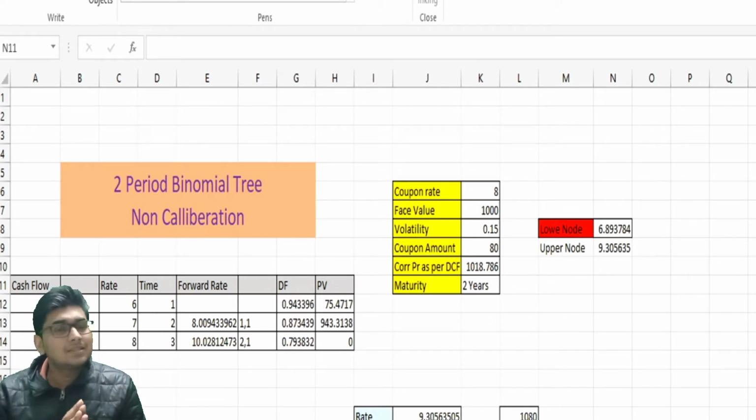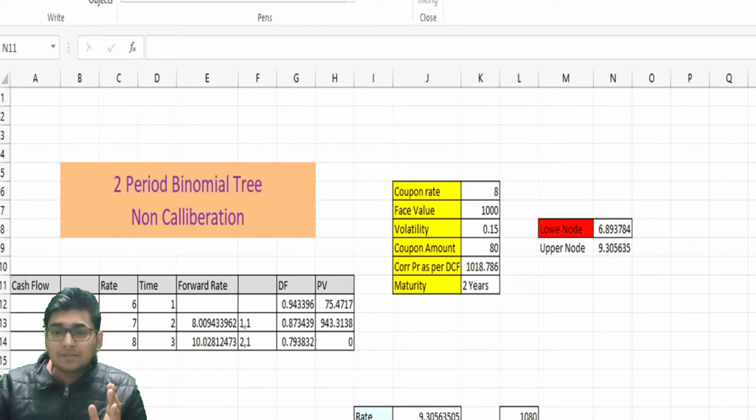So the agenda is completely clear: I need to ensure a good, strong foundation and good conceptual understanding, where you can relate the practical concepts with the knowledge which is there in your books. Let us start and move back to our Excel concepts. Clear? So now here you can see that I have a two period binomial tree which is non-calibrated, and I have explained to you earlier the meaning of calibrated and non-calibrated.